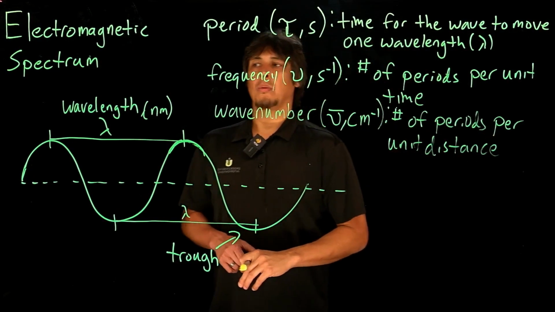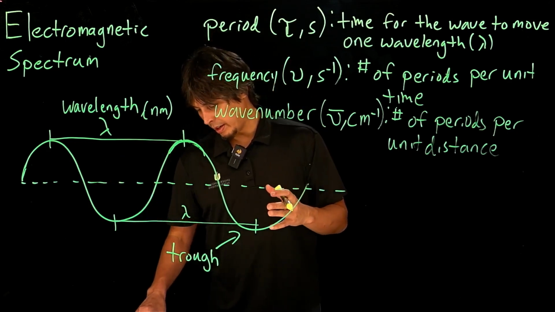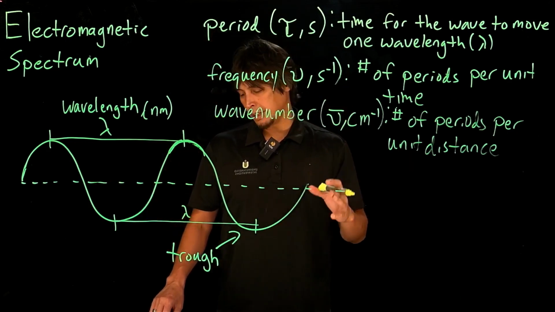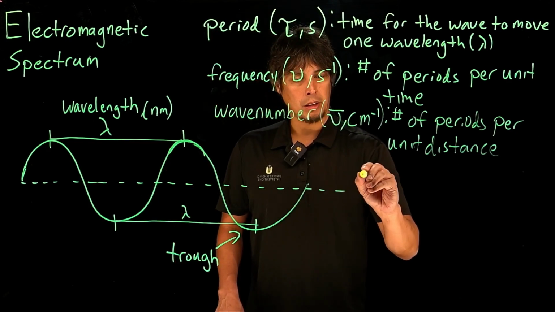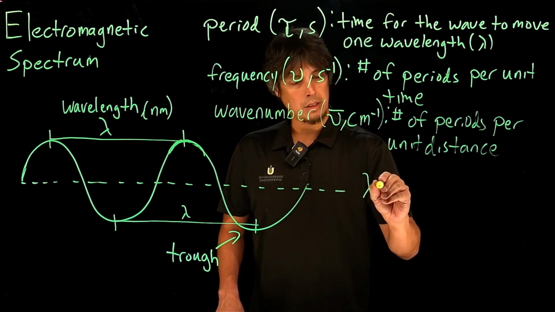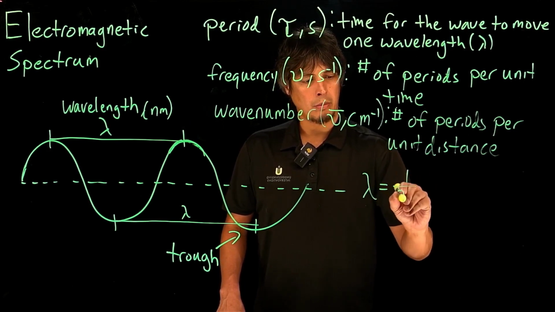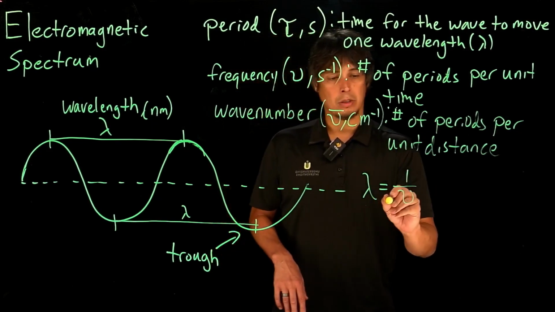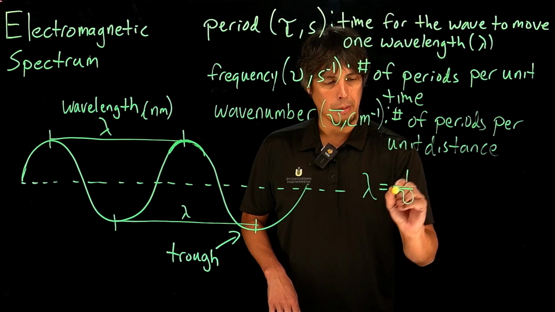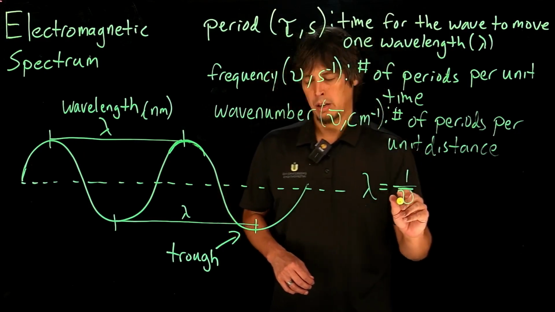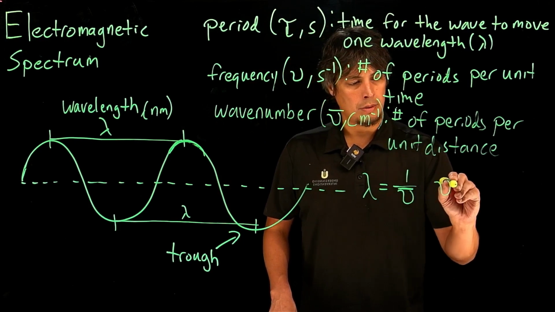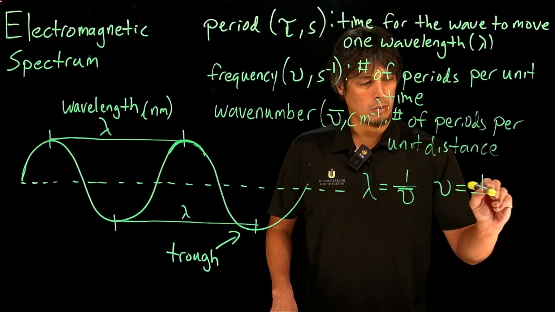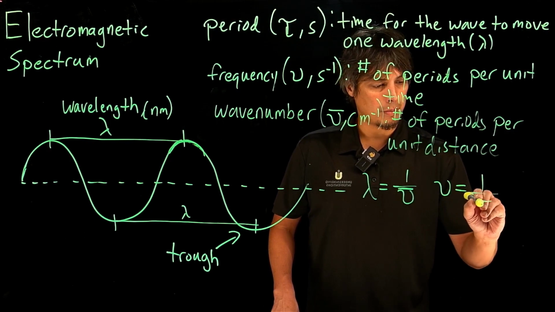And so we can calculate between each of these. So for instance, wavelength is equal to 1 over nu bar, the 1 over the wave number, I'm sorry. And then the frequency, nu, is equal to 1 over the period, tau.